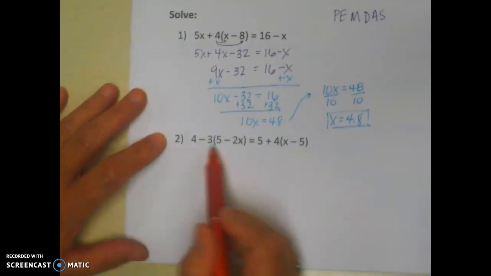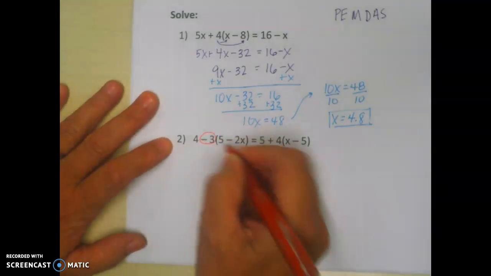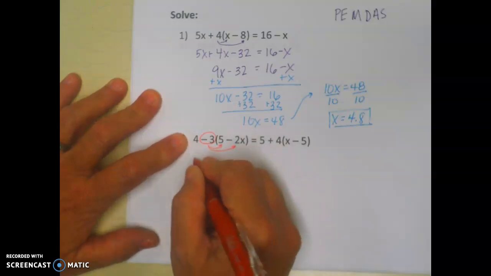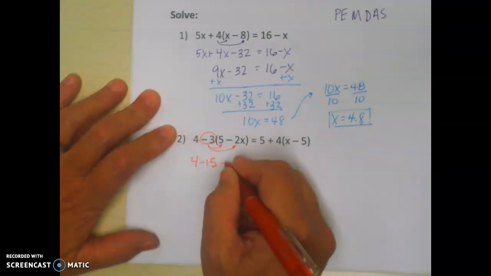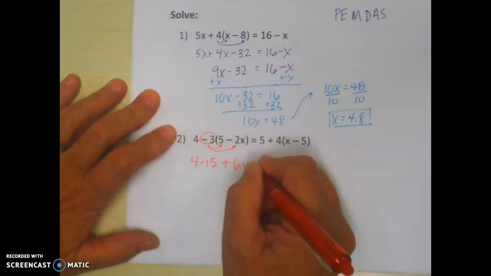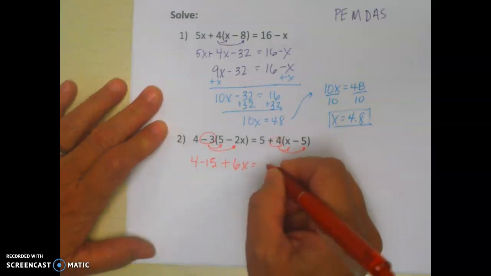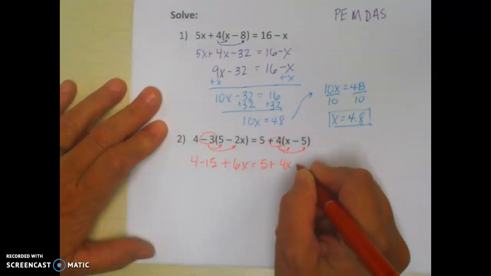And here I've got a couple of different parentheses that I need to have distributed. So I'm going to distribute. Remember, you distribute the entire thing in front of the parentheses, so it's a negative 3 that I'm distributing through this one. So that's 4 minus 15 plus, because negative times negative is positive, 6x. And this time I'm distributing the 4 through the parentheses, and it's positive. So I have 5 plus 4 times x is 4x. 4 times negative 5 is negative 20.